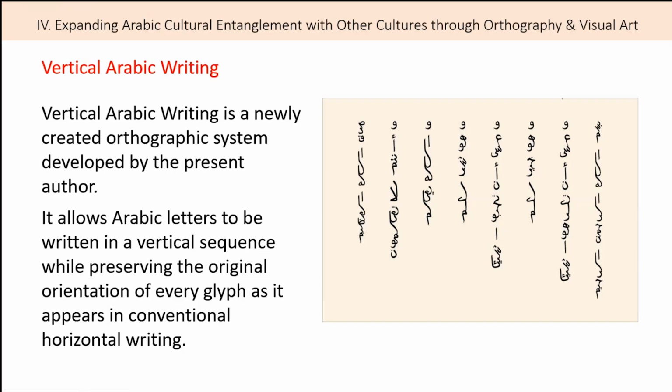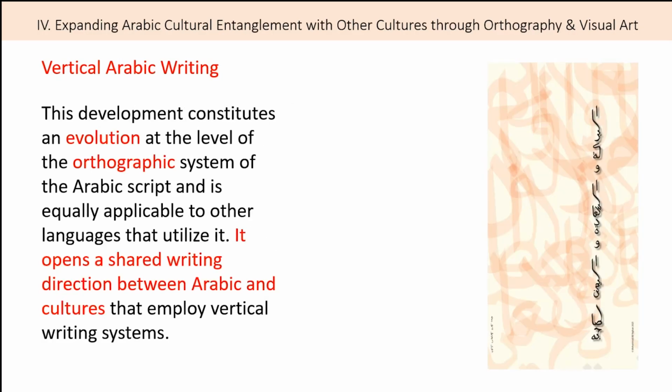The vertical Arabic writing is a newly created orthographic system. It allows Arabic letters to be written in a vertical sequence while preserving the original orientation of every glyph as it appears in the conventional horizontal writing. This development constitutes an evolution at the level of the orthography system for the Arabic script, and it's equally applicable to other languages that utilize it.